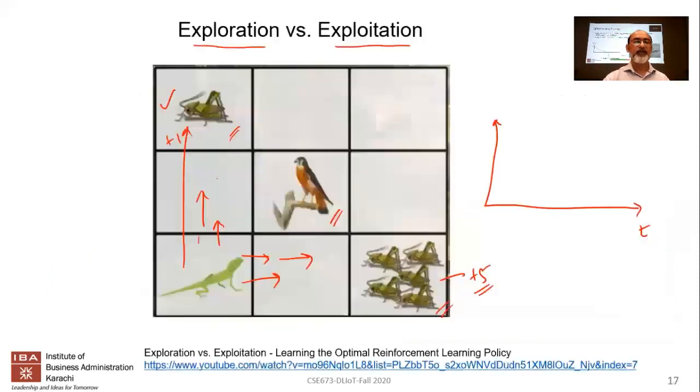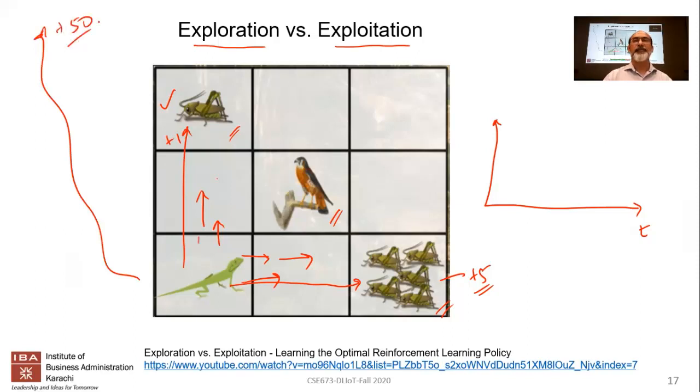You've simply found a good direction. Maybe you found this path after you've explored it, and you say, well, this is fine. +5 is good enough for me. I don't want to go in all the other directions, and maybe there's a +50 over here, but I'm not going to be so greedy.